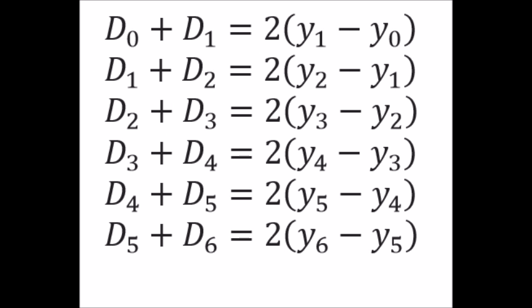Remember that all the y's are known. They come from our data table. The d's are all unknown. So we have 7 unknowns, but only 6 equations. That's what I meant earlier when I said the system of equations was under-constrained. That's why there are an infinite number of solutions.